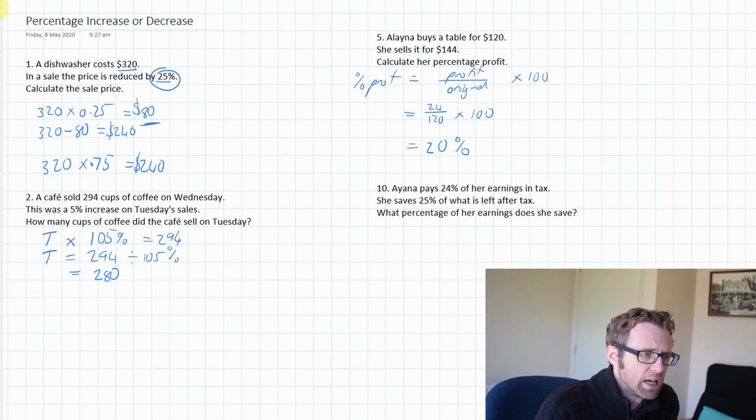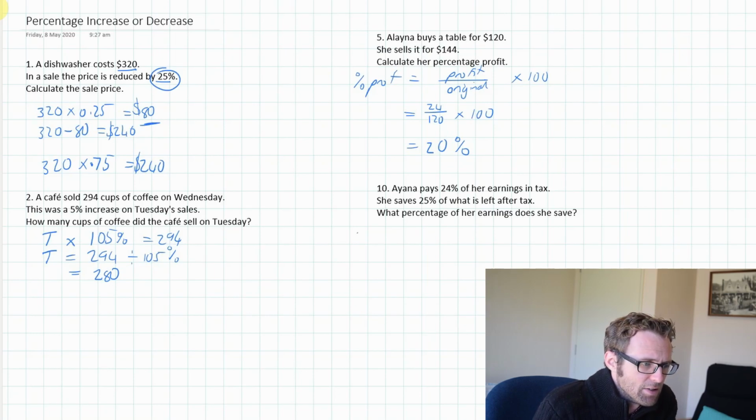The last one, Ayana? I wonder if I was meant to say Elena. I don't know. She pays 24% of her earnings in tax. She saves 25% of what is left after tax. What percentage of her earnings does she save? Well, let's start off. She pays 24% of her earnings in tax. So how much does she get to keep? 100 minus 24 is what she gets to keep.